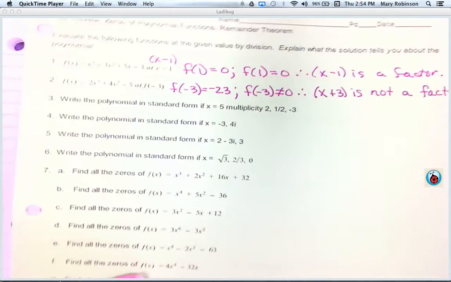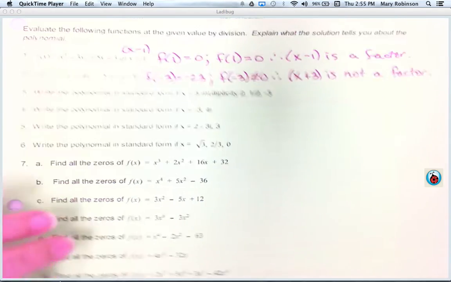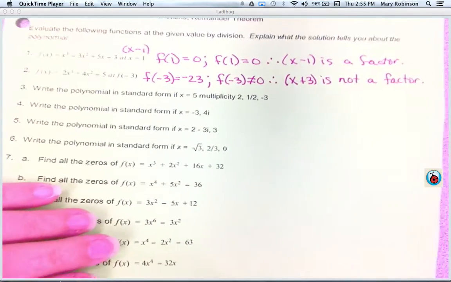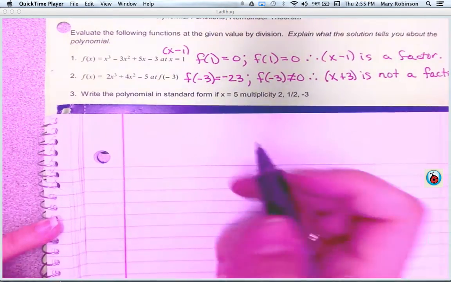All right. Next, for number 3, you're asked to write a polynomial in standard form given some real zeros. So I'm going to be doing all of this work on a separate sheet of paper, and you'll need to do the same for a test.